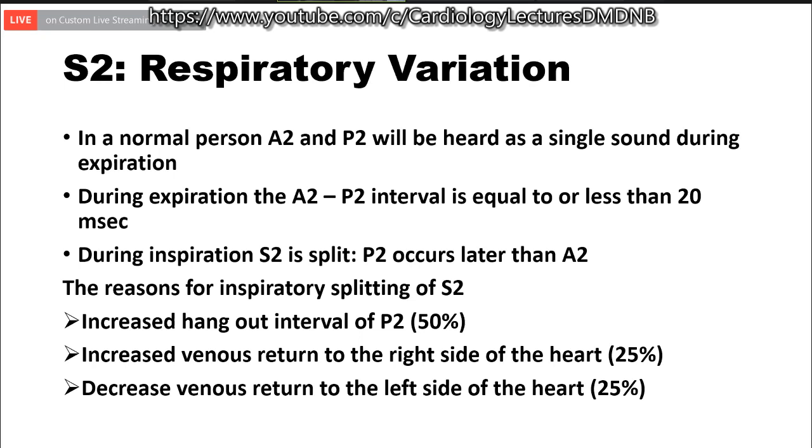The reasons for inspiratory splitting of the second heart sound are, first, increased hangout interval of P2, which contributes to 50% of the movement of P2. Second, increased venous return to the right side of the heart, thereby increasing the duration of the RV ejection time, 25%. Third, decreased venous return to the left side of the heart, resulting in less ejection time of the left side of the heart, contributing to 25%. So altogether, the most important component which contributes to the delay in P2 is the hangout interval of P2.